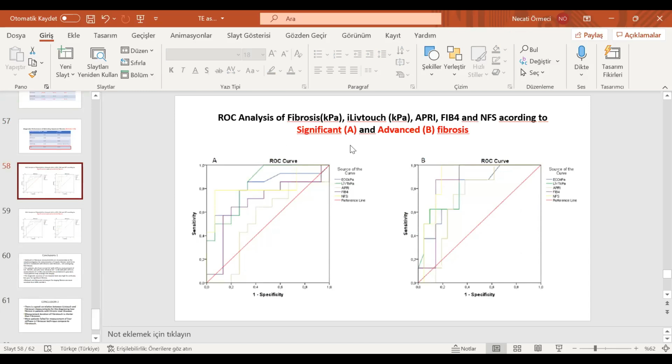ROC analysis of FibroScan, FibroTouch, APRI, FIB4, and the NAFLD fibrosis score according to significant or advanced fibrosis. You see here, APRI in both conditions is less sensitive, but FibroScan and FibroTouch are much more sensitive than the others.